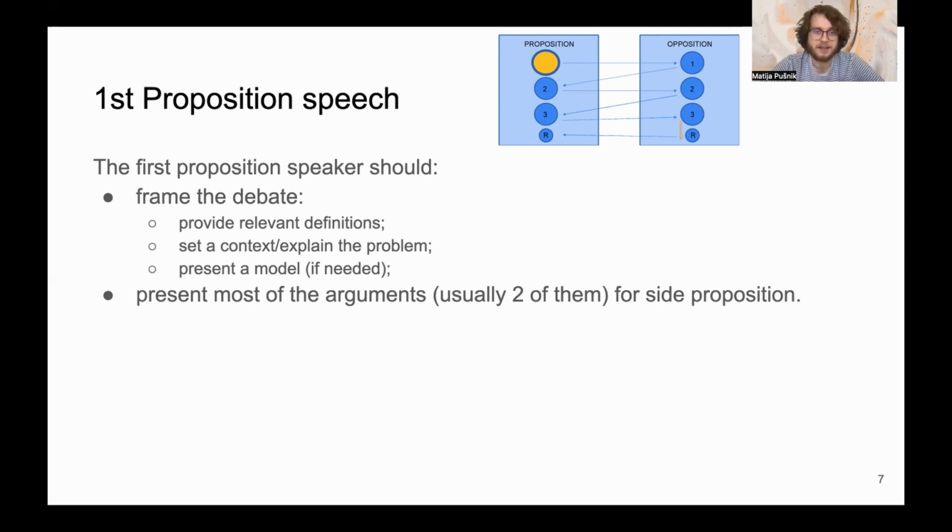That's the first thing. And the second thing is that the first proposition speaker should already present most of the arguments for their side. The number here is not prescribed, but usually they present 2 arguments. The reason for that is that given that you have 8 minutes, you usually have enough time for two arguments, not more, but usually it's better to have two ideas that you're explaining than one idea that you would be explaining for a longer time. So this is heavily dependent on the situation. Nothing is prescribed, but usually two arguments are given here.